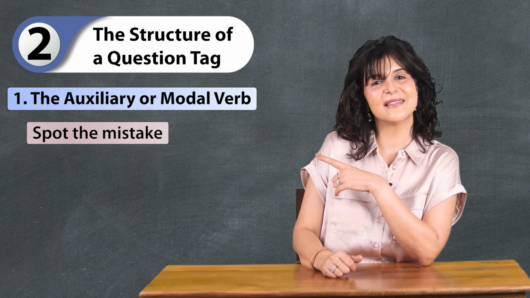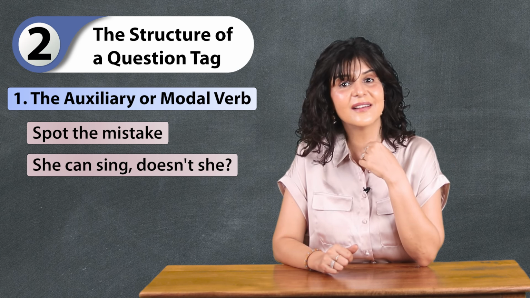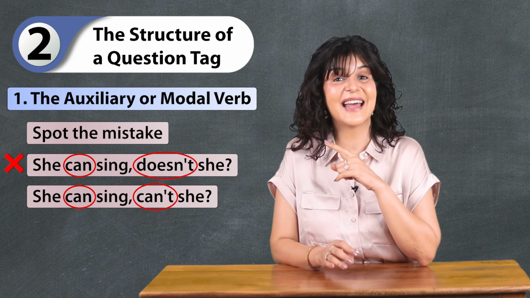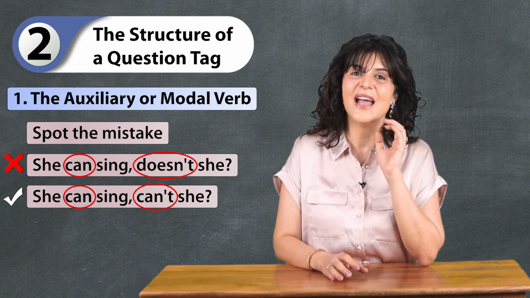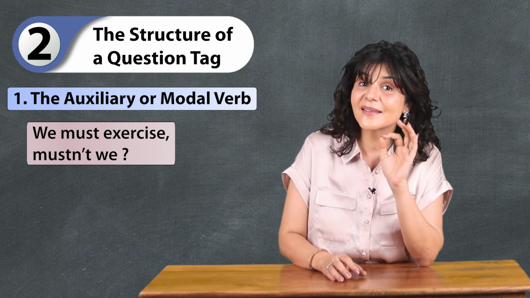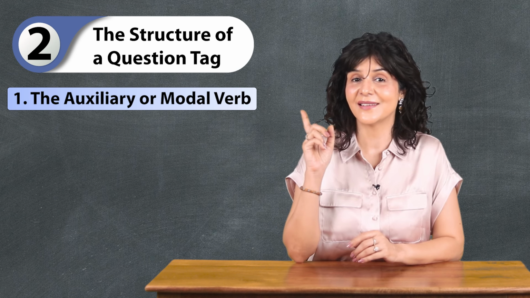Now spot the mistake in this sentence. She can sing, doesn't she? What is wrong here? Correction. She can sing, can't she? Now we must exercise, mustn't we? Say mustn't, not mustn't.